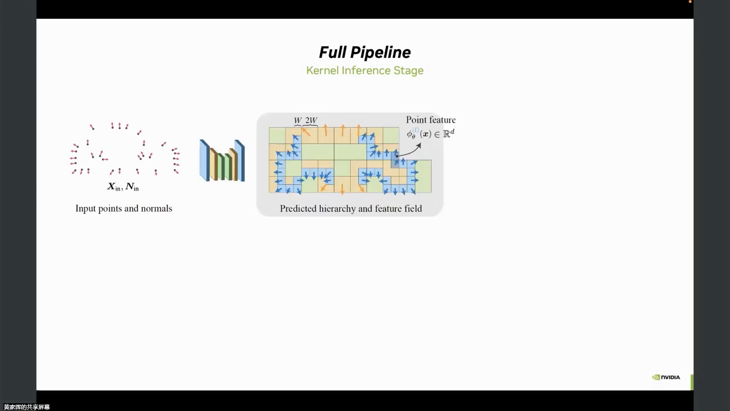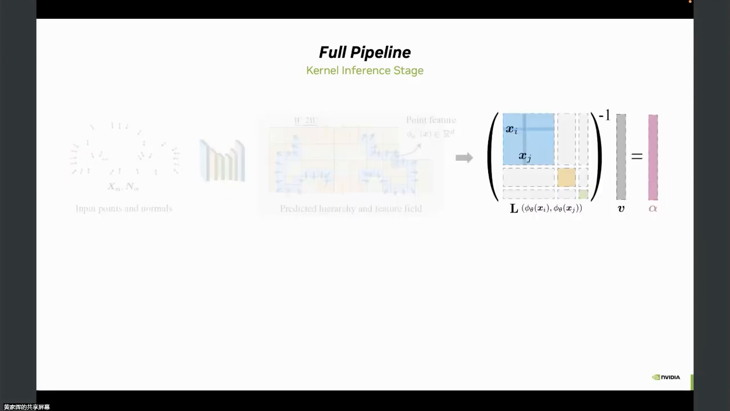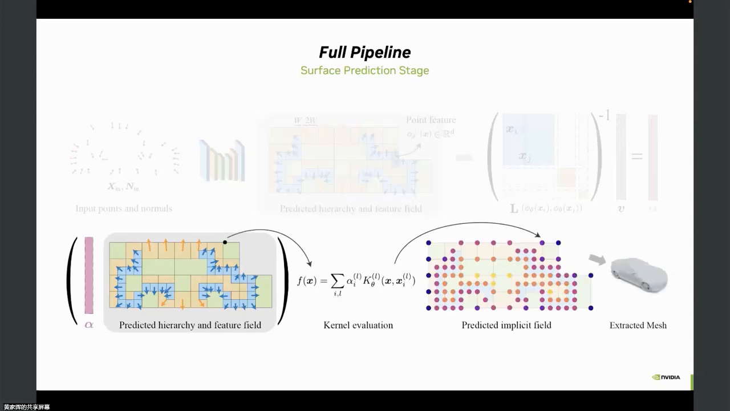Given the input points, we feed them through the sparse convolutional networks. In the decoder branch, we utilize a brand new adaptive sparse voxel structure prediction branch, where we iteratively do classification of voxels and upsampling of the voxels so that the network can predict a sparse structure of the output domain. Then we feed it into a fixed sparse linear solver and combine the basis functions and the solver to form the final implicit field. Then we can extract meshes from it using dual contouring or marching cubes.